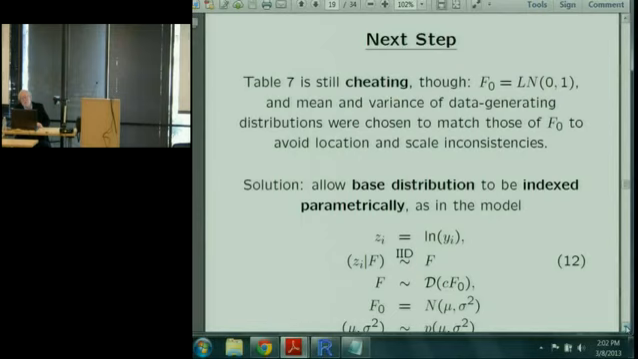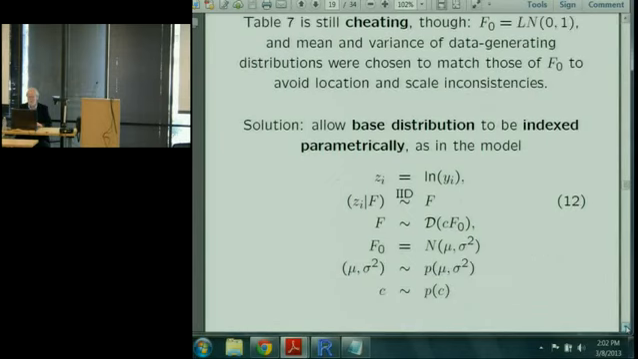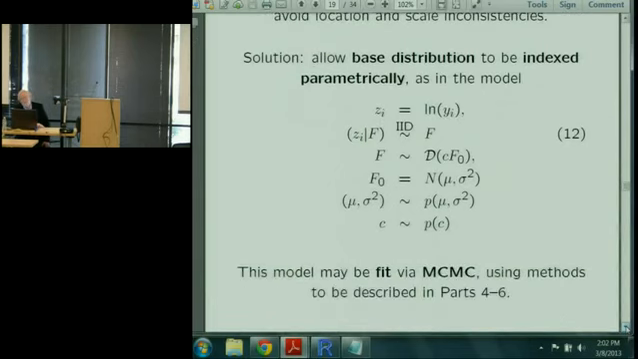distribution, and of course the mean and the variance of the data generating distributions, I picked them in a way that was chosen to match those of this standard thing to avoid having to wonder about what the location and scale are. And so the solution, which will move us in the direction of Dirichlet process mixture models, and will also remedy the problem of the Dirichlet process always producing draws that live on discrete distributions, is just like this.